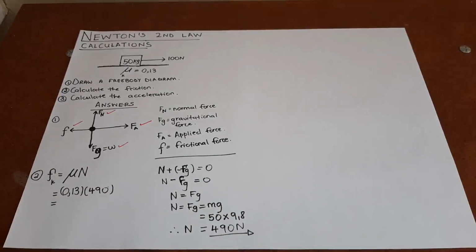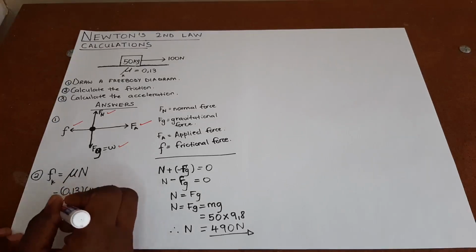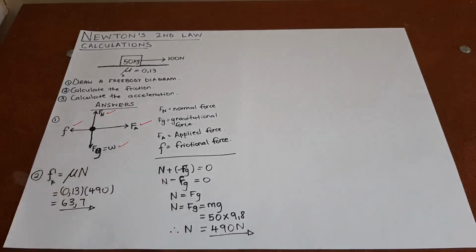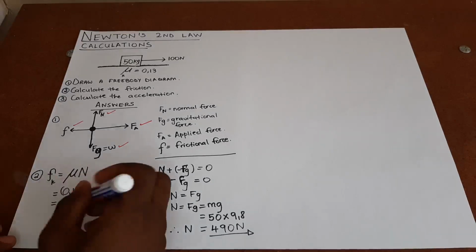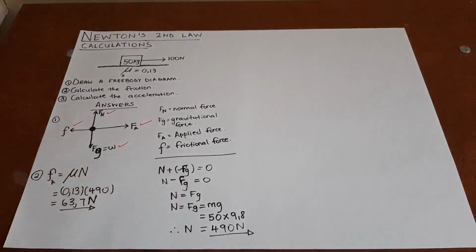So 0.13 multiplied by 490 equals 63.7, and that's our answer for the kinetic frictional force. So our kinetic frictional force is 63.7 newtons. Don't forget the units, guys. Always remember the units, because you are going to be penalized. So that's how it goes for the frictional force. We calculated the frictional force.